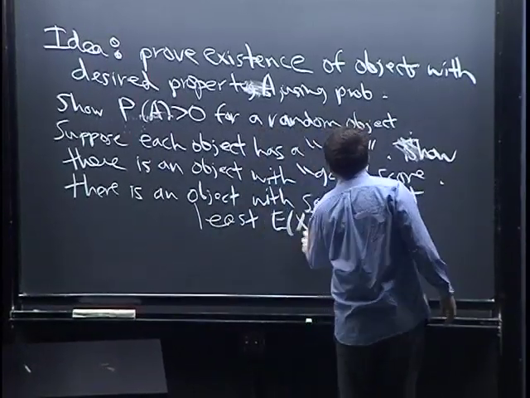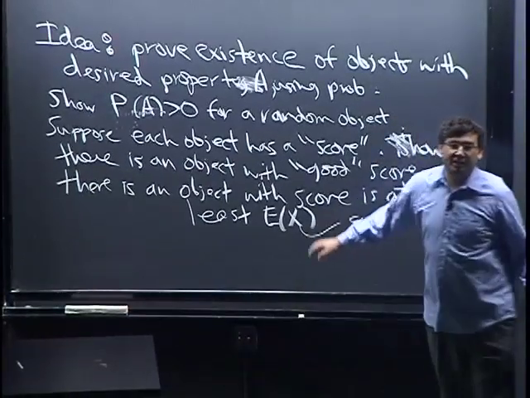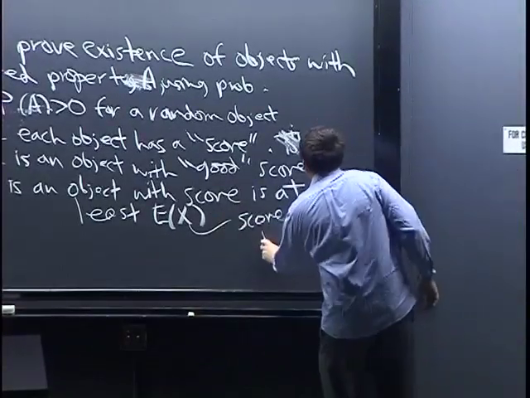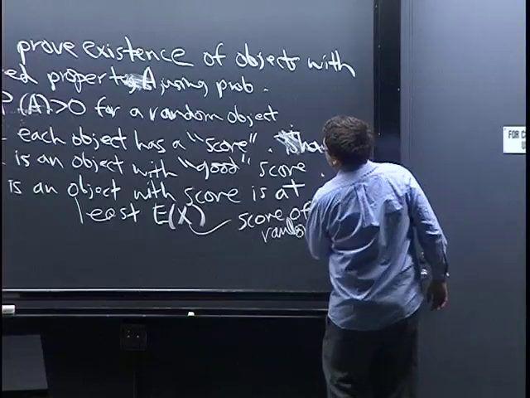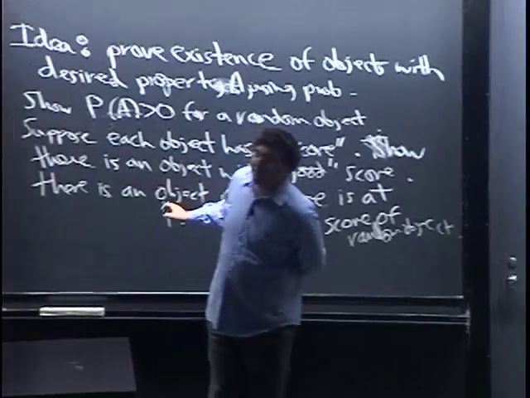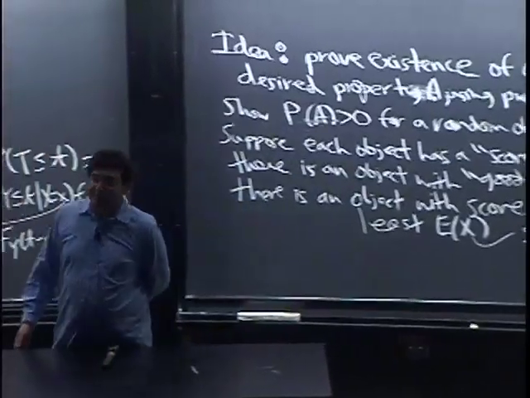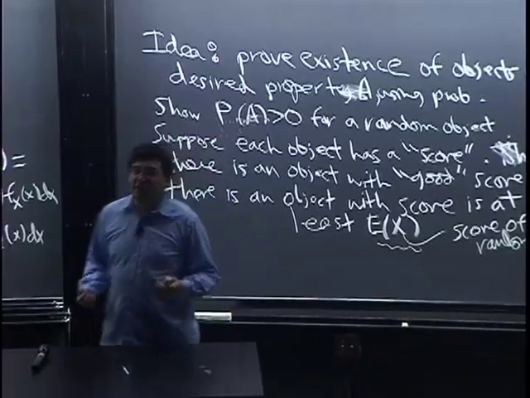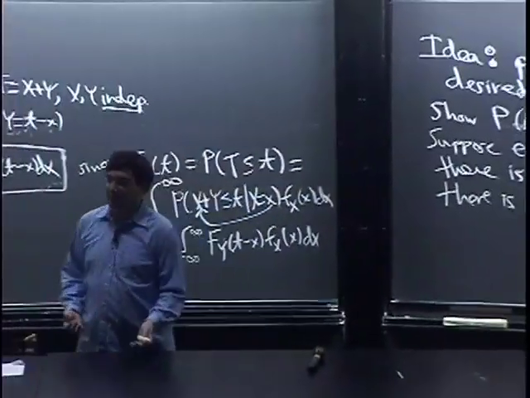Let's just call that E of x, where this is the score of a random object. So we're defining a random variable by taking a random object, finding its score, and taking the average. Well, obviously, there must be at least one object that is at least the average, right? They can't all be below average. That would make no sense, right? So therefore, of course, E of x may be pretty lousy, but if E of x is actually pretty good, then we've shown that there exists a good one without actually exhibiting it.